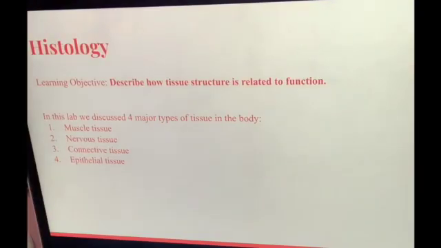The first lab I chose to align with this topic is histology, and the learning objective I chose to go along with this lab is describe how tissue structure is related to function. I chose this because the lab histology gives an overview of the structure of each tissue of the body and how it is specifically designed to carry out its own function caused by the arrangement of cells and its histological appearance. There are 4 major types of tissue in the body.